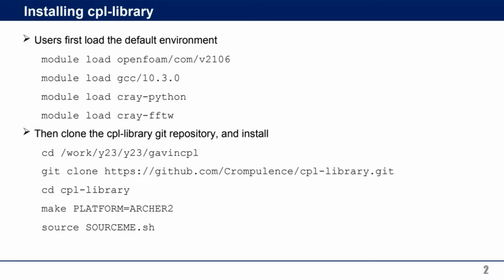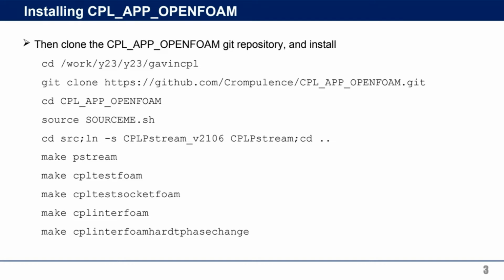Thereafter, we have to clone the repositories and install them. So here we are cloning the Git library, and then installing it. Of course, here I'm using my own project, which is Y23, and my own username, Gavin CPL, so replace it with your project and your username. The next stage is to then clone the OpenFOAM example Git repository and install that.